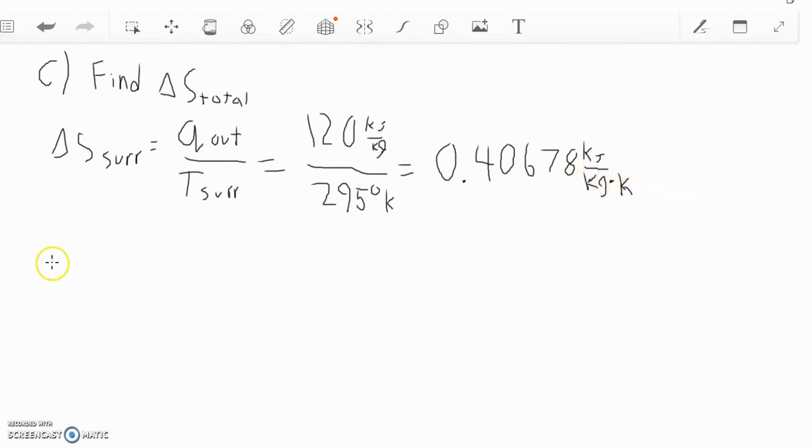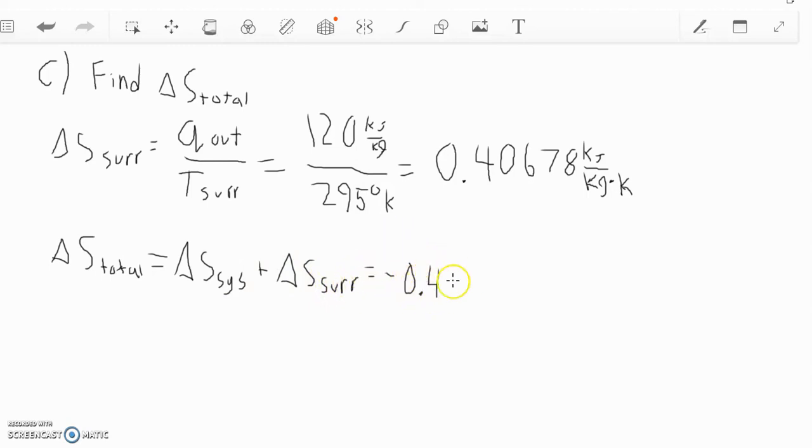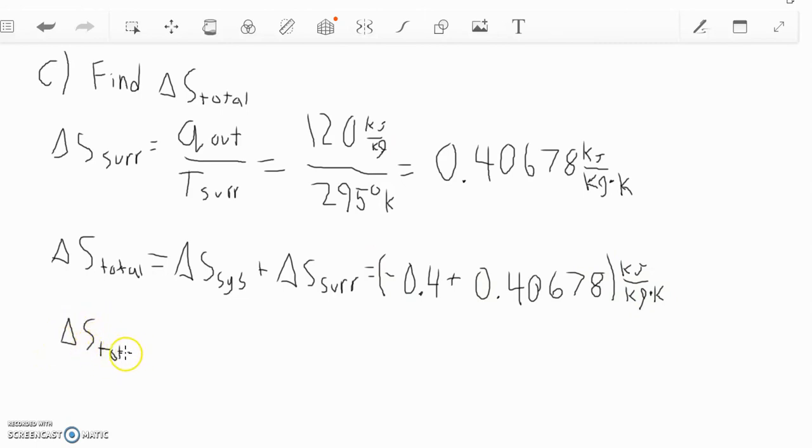So then the change in entropy in total is equal to the change in entropy of the system plus the change in entropy of the surroundings. We have change in entropy of the system already, so we just need to plug it in. We get negative 0.4 kilojoules per kilogram Kelvin plus 0.40678 kilojoules per kilogram Kelvin, which gives us a final answer change in entropy of 0.00678 kilojoules per kilogram Kelvin.